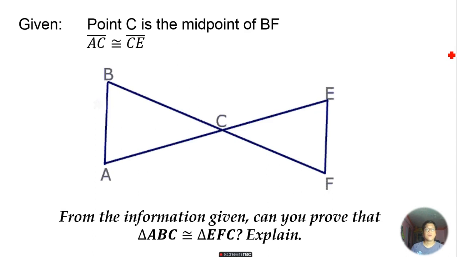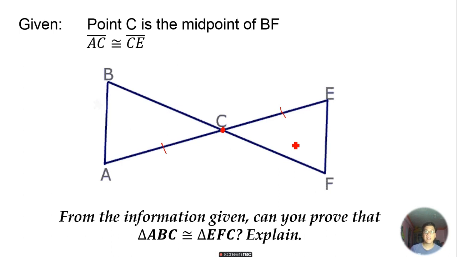Now let's try. Given, we have these two triangles. Given, point C is the midpoint of BF. Now take note, because it is a midpoint, it divides the line segment into two congruent parts. Now AC, this one is given already. AC is congruent to CE. Now, the question is, from the information given, can you prove that triangle ABC is congruent to triangle EFC? And then explain. Now, we just need to decide if the two triangles are indeed congruent based on the clues that are provided to us.